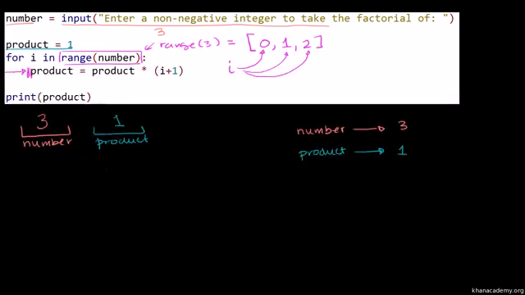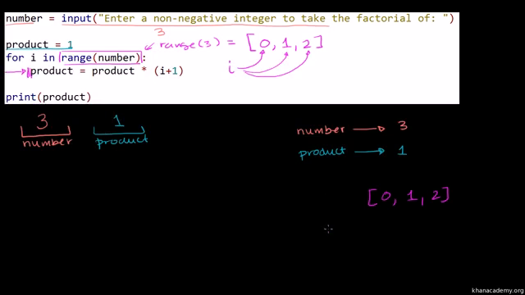So given that, let's think about what happens for the particular example where the user inputted a 3. Range of number is going to evaluate as 0, 1, 2. Let me write it over here. It's going to be 0, 1, 2. And the first time through the loop, I'm going to use this convention right over here.